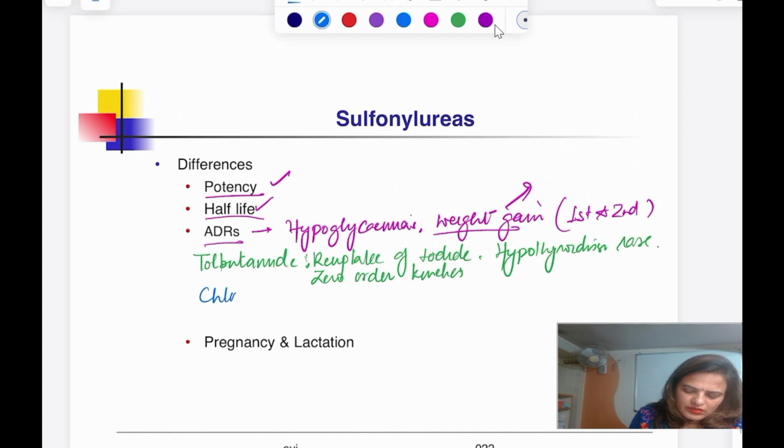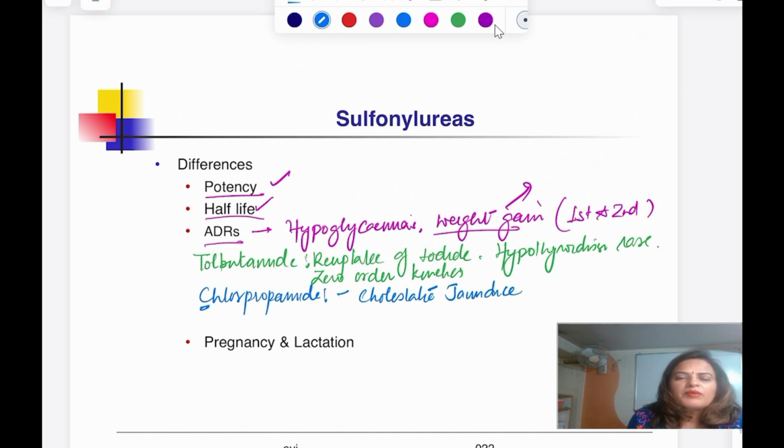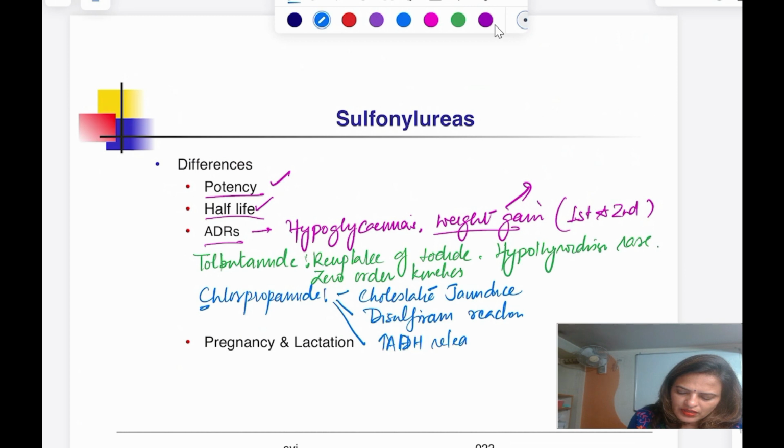Then another one is chlorpropamide. This is the longest acting, and the maximum hypoglycemia is seen with this. It starts with the C. It also shows cholestatic jaundice, and intolerance with alcohol. So it shows a disulfiram-like reaction. Whenever you put this drug to the patient, ask the person not to consume alcohol. Another one is it increases ADH release, or antidiuretic hormone release.